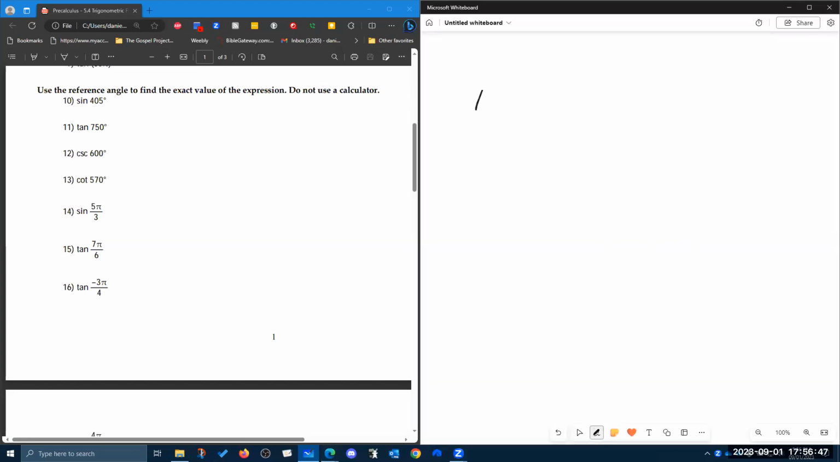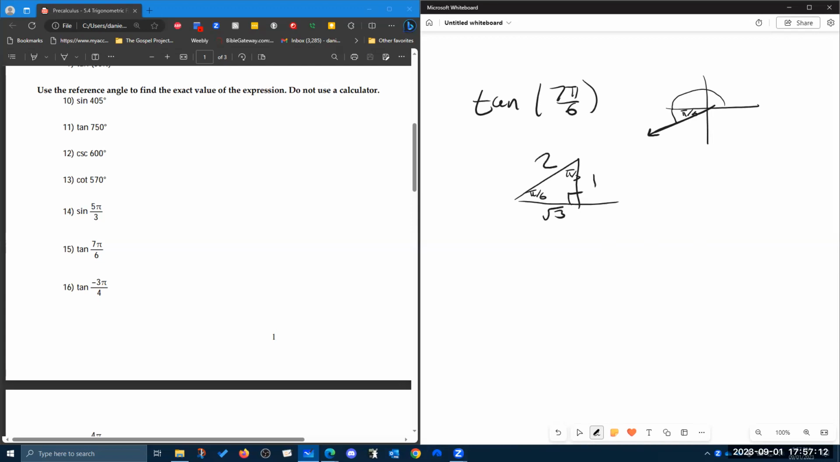Now let's look at tangent of 7 pi over 6. 7 pi over 6 is a little bit bigger than pi, so there's 1 pi, and another pi over 6 is there. Pi over 6 is equivalent to 30 degrees, so I have a pi over 6 reference angle. Pi over 6, pi over 3. This is 1, root 3, 2.